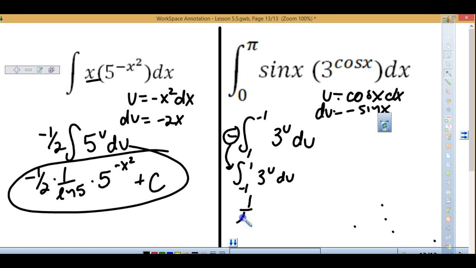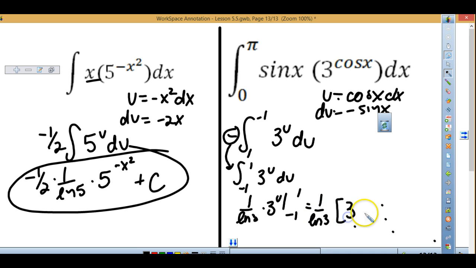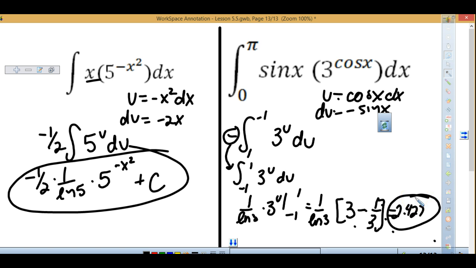Okay, so that integrates to 1 over natural log of 3 times 3 to the u from negative 1 to 1. So if you want to see algebraically how that would simplify out here, I have 1 over natural log of 3 times 3 to the 1, which is 3, minus 3 to the negative 1, which would be 1/3. So if you simplify that, you end up getting 2.427. All right, so in this lesson we showed the relationship between exponential functions with bases other than e and the logarithms, reviewing solving exponential and logarithmic equations, and then how we differentiate and integrate bases other than e.